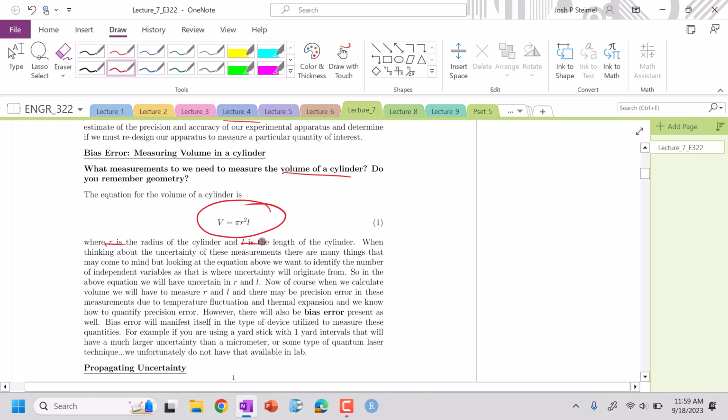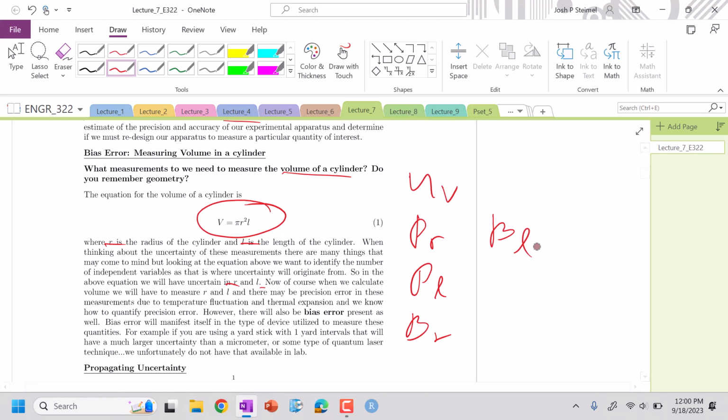When you're thinking of uncertainty, I want the uncertainty in volume, but there's going to be some uncertainty in my R measurement and some uncertainty in my L measurement. Not only in the precision in R and the precision in L, but there's going to be some potentially bias in R and bias in L as well. So we're going to have to figure out how do we actually incorporate all of those bias and precision errors.